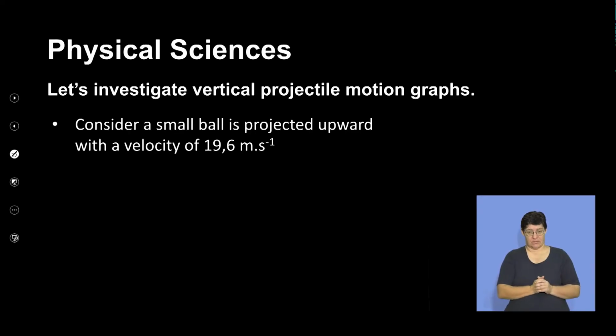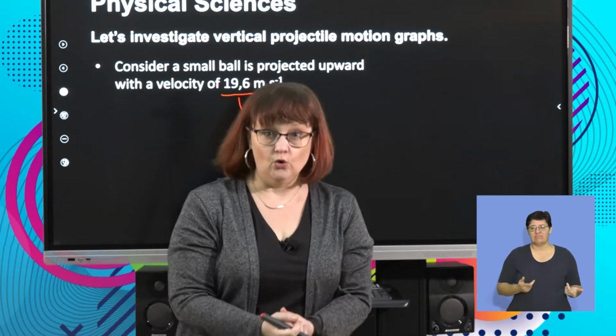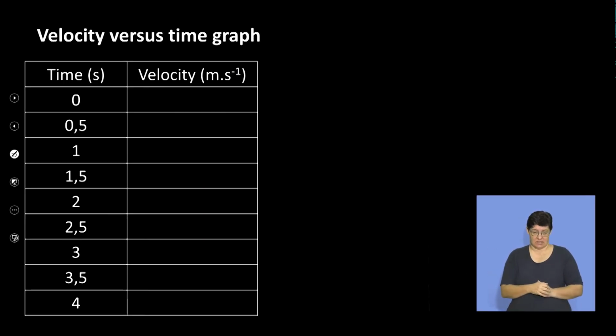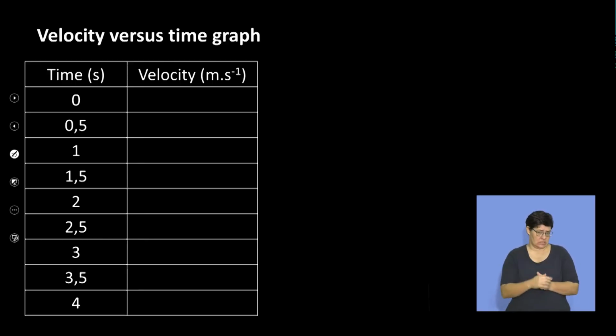So we have a small ball that we're going to project upwards, and I'm telling you that I'm throwing it upwards at 19,6 meters per second. So that is my initial velocity. That's not going to change. That's going to be the initial velocity for all of it. So I am now going to want to draw a velocity time graph. What I have here is a whole bunch of times. We want an accurate graph. So I need to know what the velocity of the object is. We're going to take up as positive.